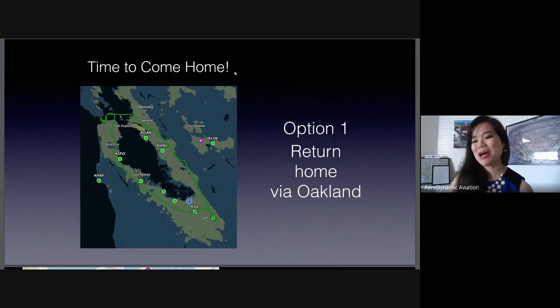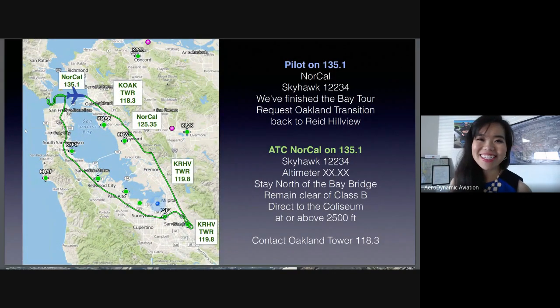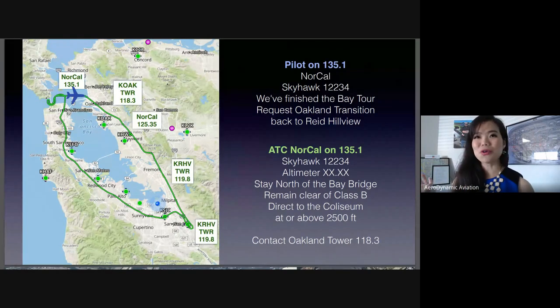Option 1 to come back home is you can return via East Bay around Oakland, and here's how you might do it. As Chris was saying, you've been circling around Alcatraz Island, you've been checking out Sausalito, Golden Gate Bridge, taking videos, pictures of all these beautiful views, San Francisco City. Now you are in this bay here on top in the north. You're with NorCal 135.1. You're going to say NorCal, Skyhawk 1, 2, 3, 4. We just finished the bay tour, request Oakland transition back into Reed Hillview.